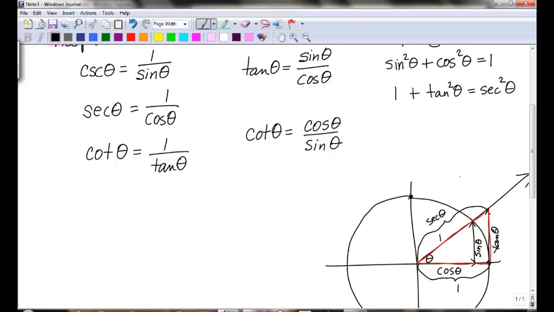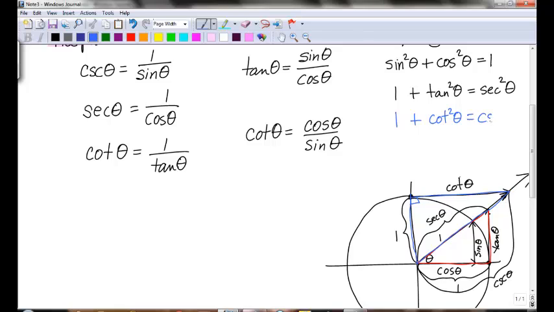Okay, what always touched up here? Cotangent, and it goes to the right. This is cotangent, and now this is 1. And what always touched with cotangent? Cosecant. So in terms of this right triangle, 1 squared, which would just be 1, plus cotangent squared theta equals cosecant squared theta. Okay, so that gives us the 8 fundamental identities.